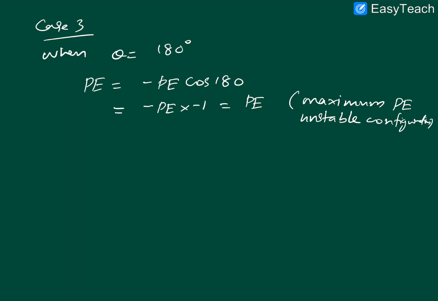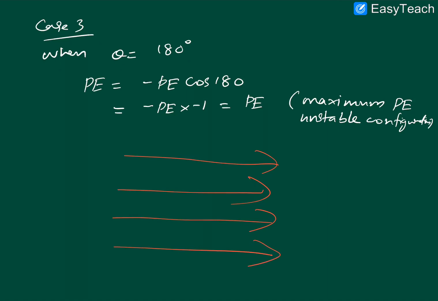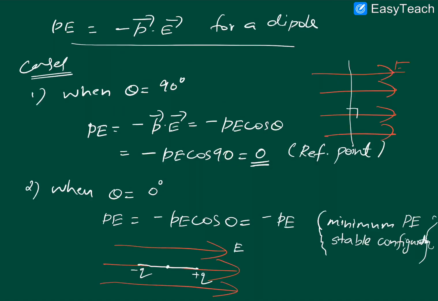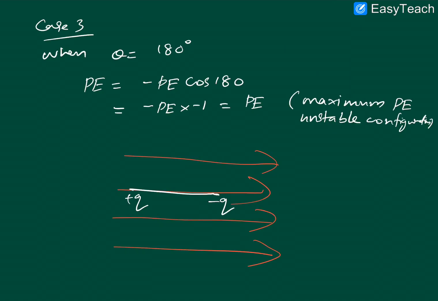And how it will look like? There will be a field like this, and your dipole will be like this. Plus q will be here and minus q will be here. In the initial case, you can see minus q is on left and plus q is on right, but here you can see that minus q is on right and plus q is on left. This is the difference. Here angle will be 180 degree, and this is highly unstable, so it will not happen.